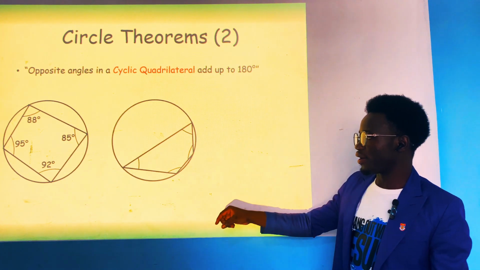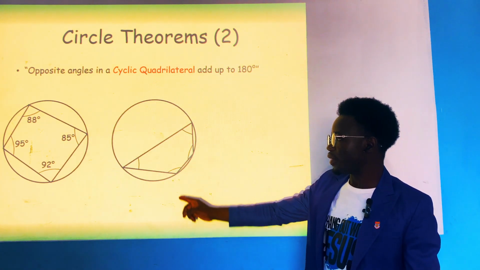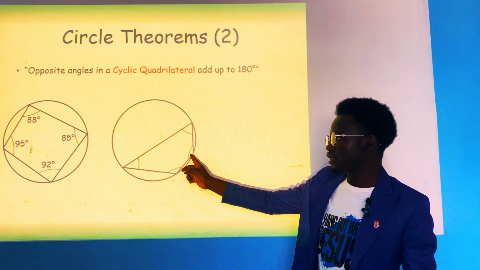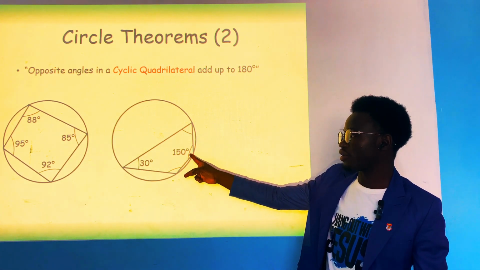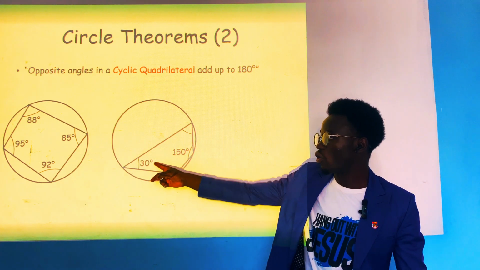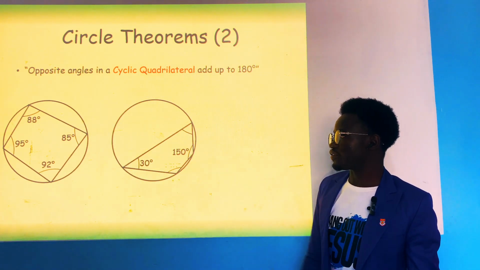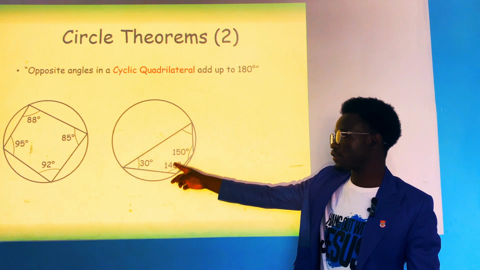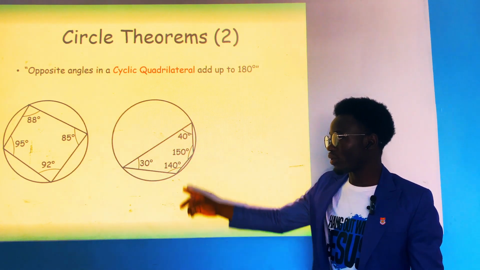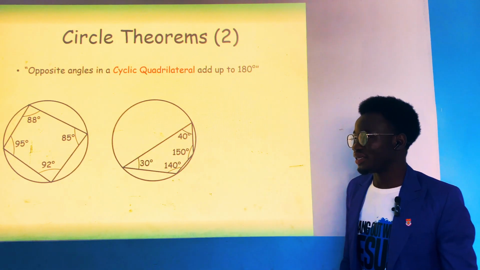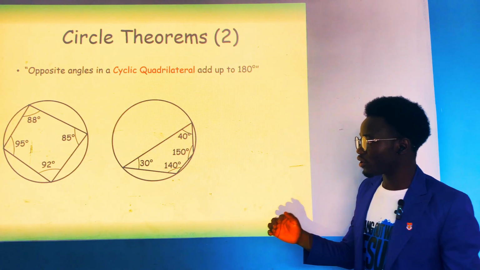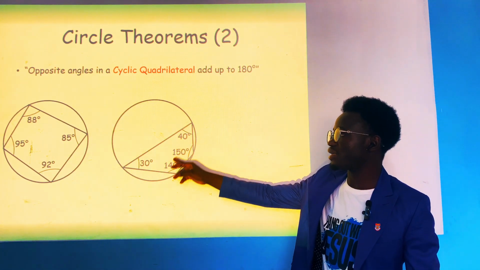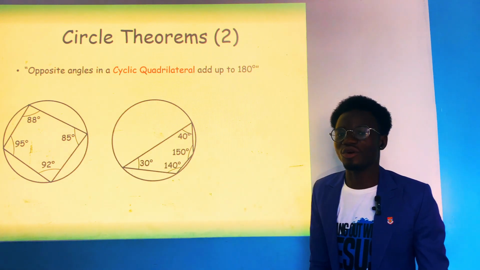Again, if I have another quadrilateral here, if here is 30, then here will also be 150 degrees because they are opposite. And these are also the same. So if here is 140, here will be what? 40. So that when I sum them up, it will be 180 degrees. Just look at it, cyclic quadrilateral. Once it is a cyclic quadrilateral, look at it: the opposite angles sum to 180 degrees.